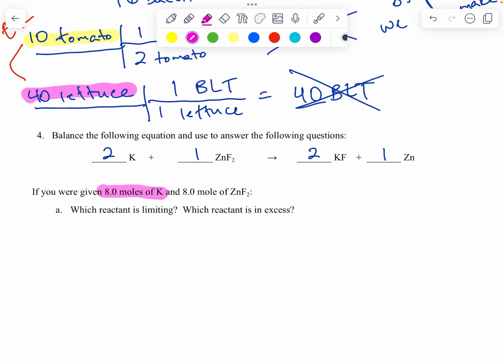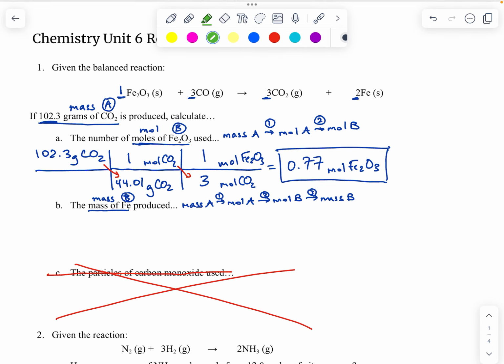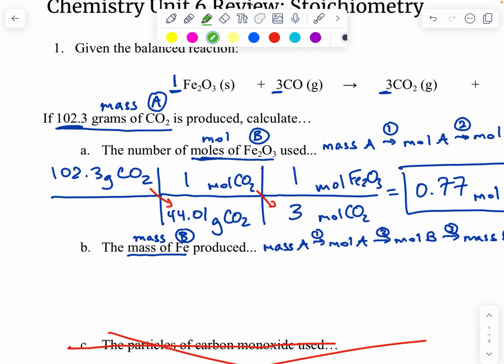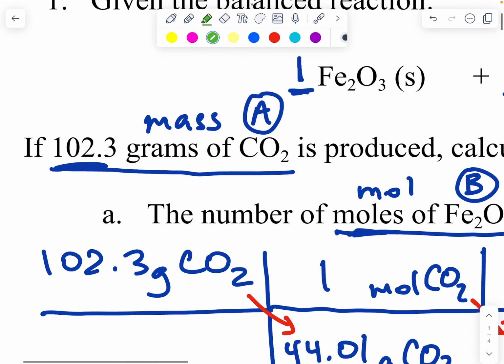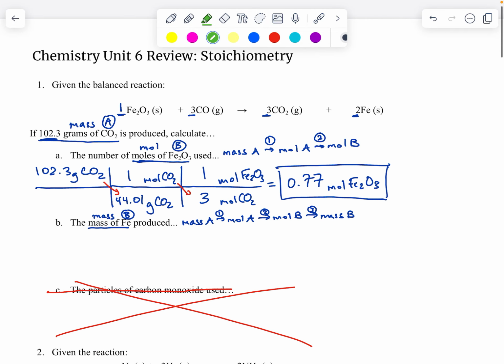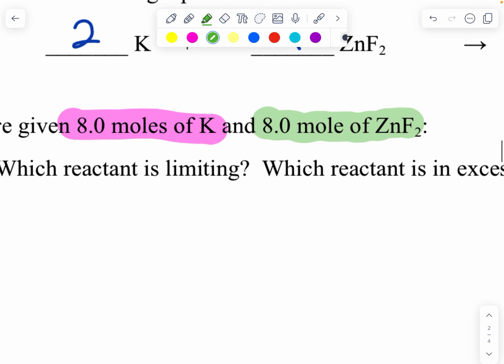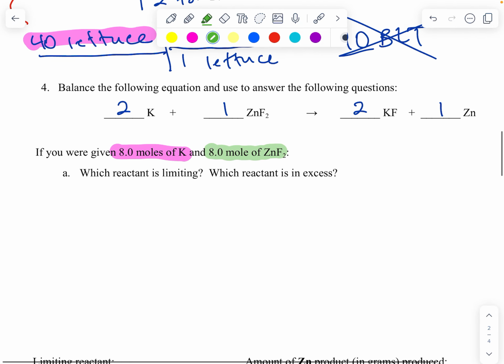So we have 8 moles of potassium and 8 moles of zinc fluoride. Now, what separates this type of problem, a limiting reactant problem, from a problem like this up here is that you notice up here, we only start with one quantity or amount of something. So then it's just a regular Stoich problem. But in this case, because we have 2 amounts to compare to each other of our reactants, right?